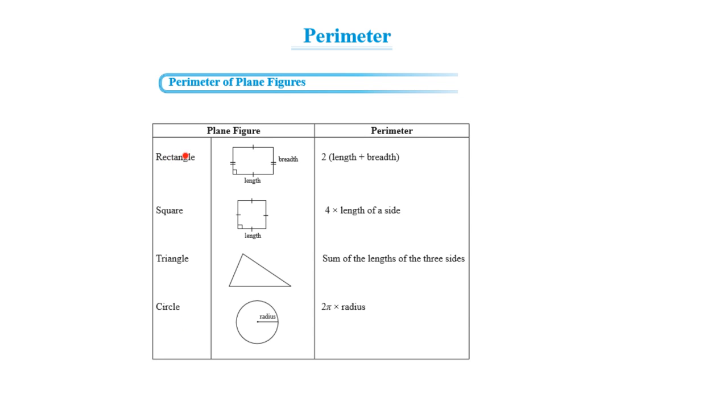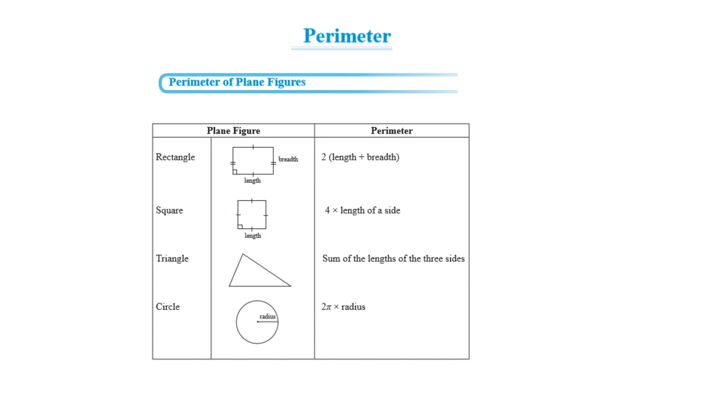How do you find the perimeter of a rectangle? 2 times length plus breadth, or you can add all four sides here. Then square. You have four equal sides. So to find the perimeter of a square, you have to multiply the length of a side by 4, or you can add all four sides here.